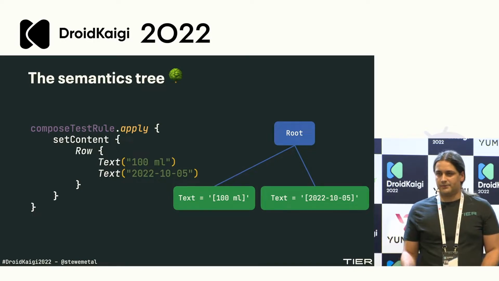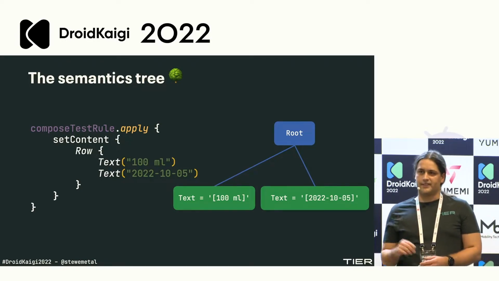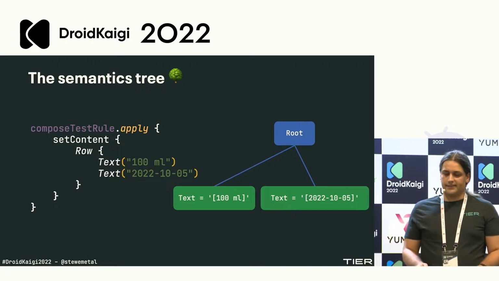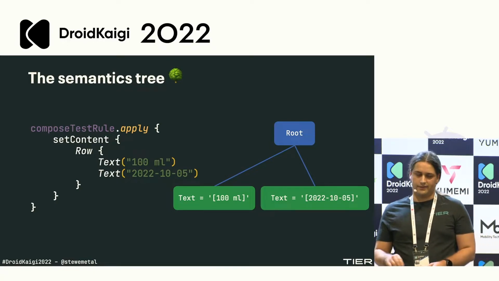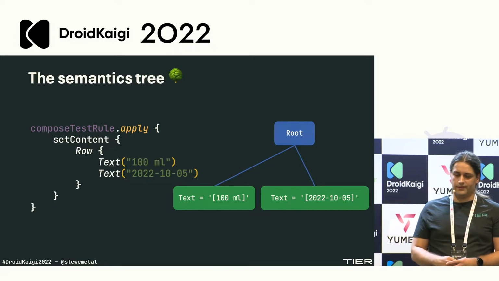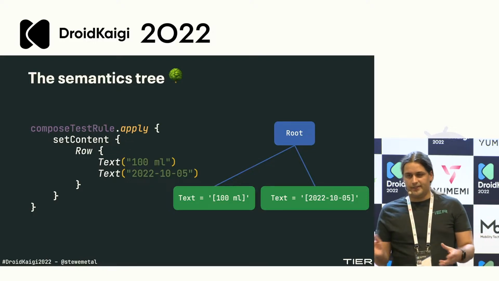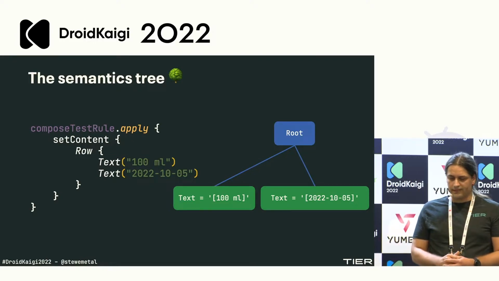Let's add another text, because we have two texts on the items that will contain the current date. And as you can see, the semantics tree will contain those separate text nodes as semantic nodes with the proper text.